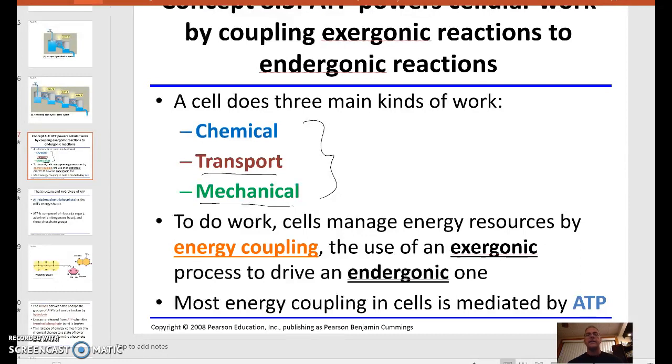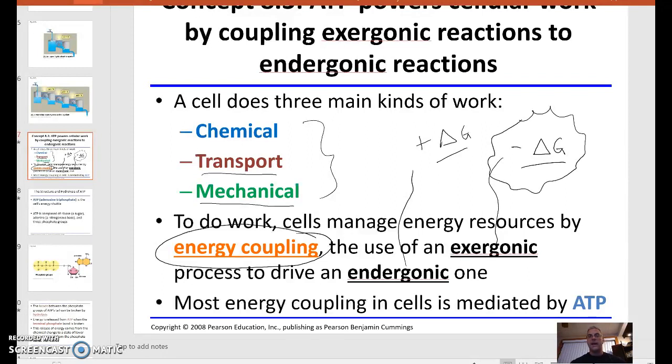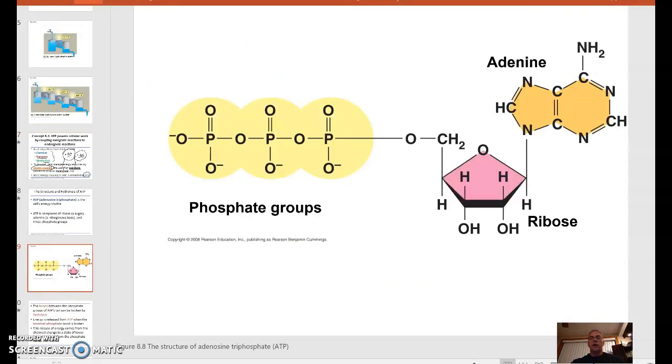So the general idea of the energy coupling concept is that you're going to have something that is energetically favorable, and that's what an exergonic reaction is. Exergonic is going to have a negative delta G value, and endergonic is going to have a positive delta G value. And the idea is that if you use the energy that's released from an exergonic reaction, you can make an endergonic reaction possible. And the molecule that's most commonly used for that process is ATP. So we're going to take a look at how ATP can act as a shuttle of energy.